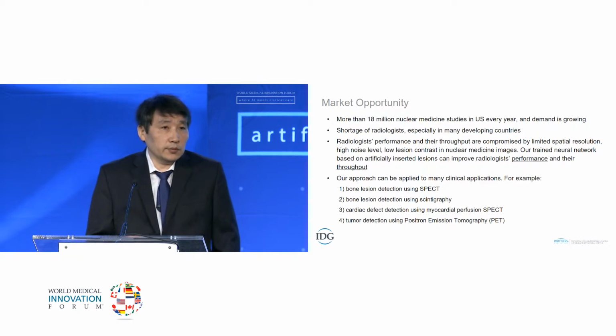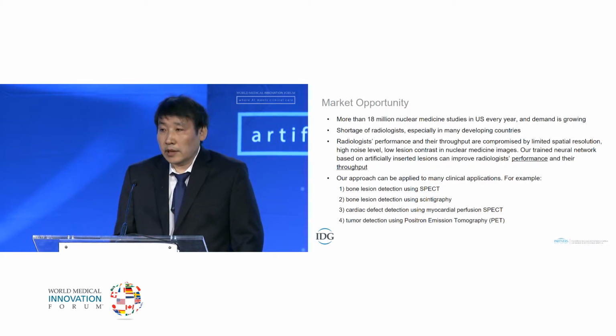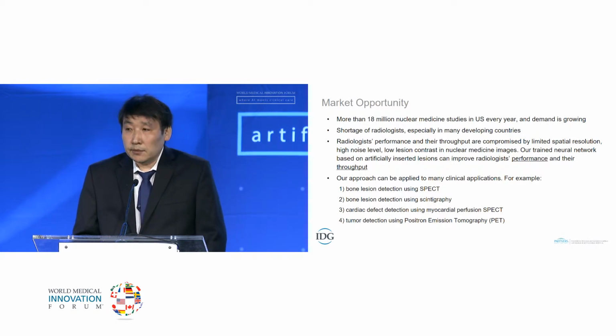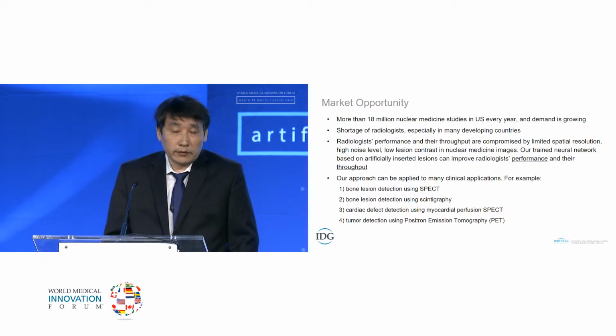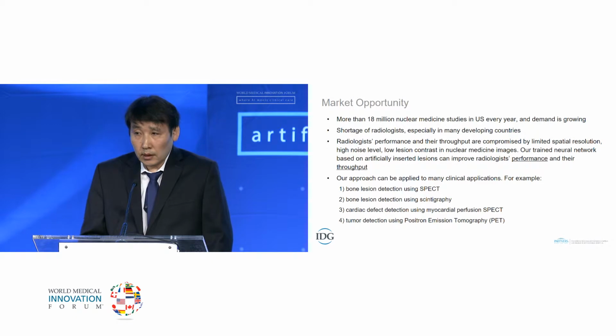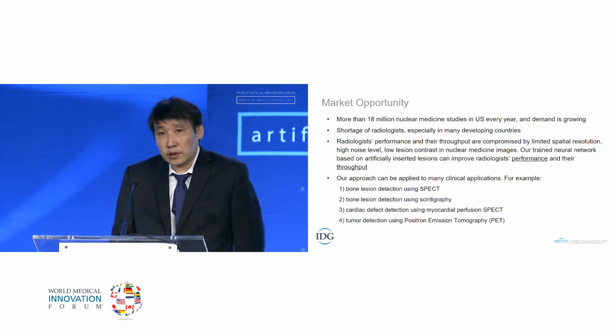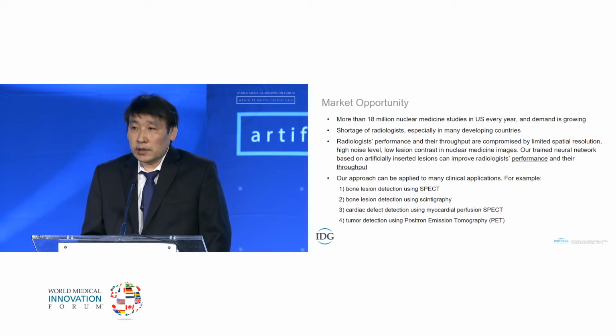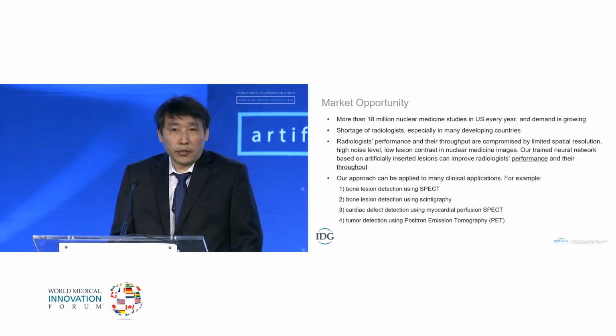So our approach is more suitable for nuclear medicine imaging. Also, it can, in principle, be applied to other imaging modalities. There are over 18 million nuclear medicine studies in the US every year. The demand is growing, and there's a shortage of radiologists, especially in many developing countries. And the radiologists' performance and throughput are compromised by limited spatial resolution, high noise level, and low lesion contrast in nuclear medicine images. So our approach using artificially inserted lesions can help radiologists improve their performance and throughput.